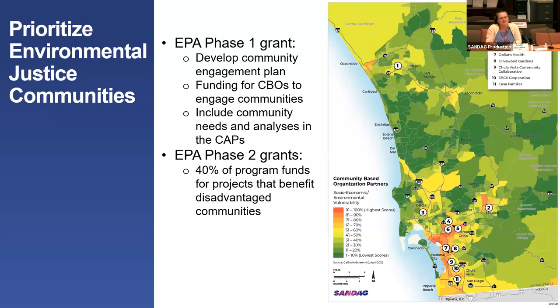And this all feeds into something that's happening at the same time. EPA has what they're calling their phase two implementation grants. It's almost $5 billion nationwide, B as in Barry, billion dollars, of competitive grant funds to implement these near-term projects. And EPA has stated that 40% of these funds are to benefit projects in disadvantaged and low-income communities. What that means exactly, we're still figuring out.